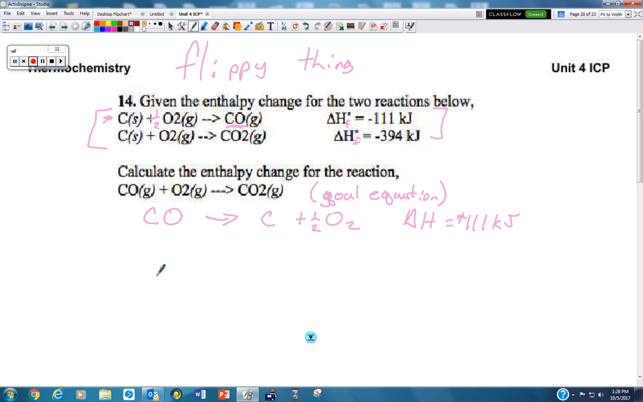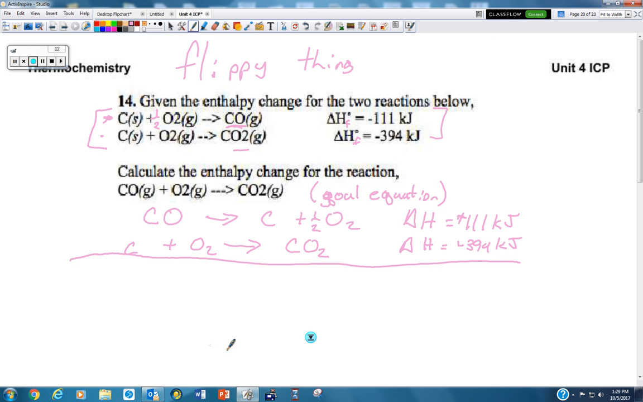All right. Now, I need to look at this second equation. What do I need out of this second equation? CO2. And so this one's going to stay in the same direction. So I have C plus O2 reacts to form CO2. All right. And on this one, my delta H remains the same, so I have a negative 394 kilojoules.